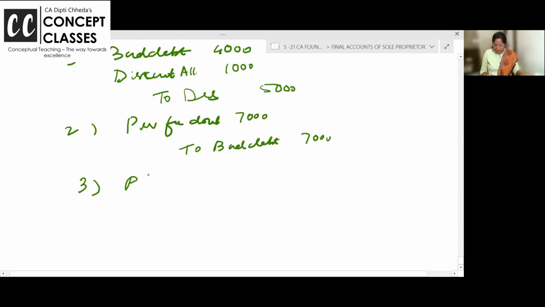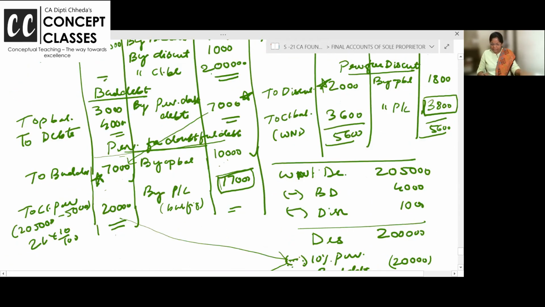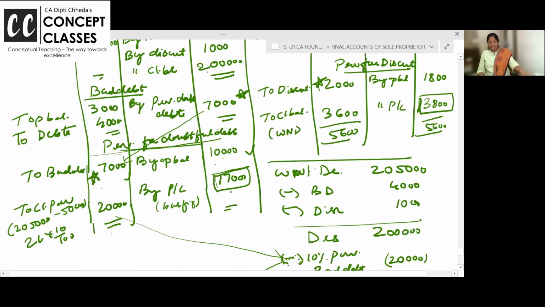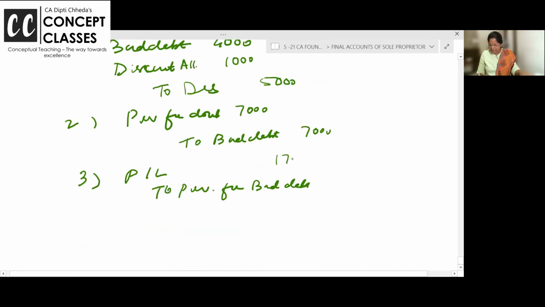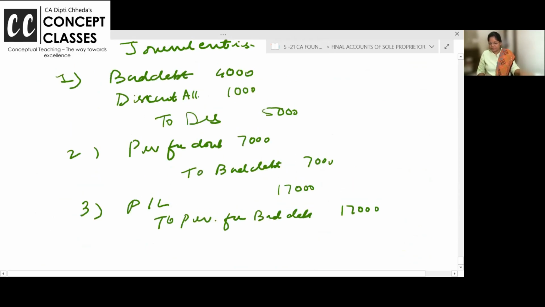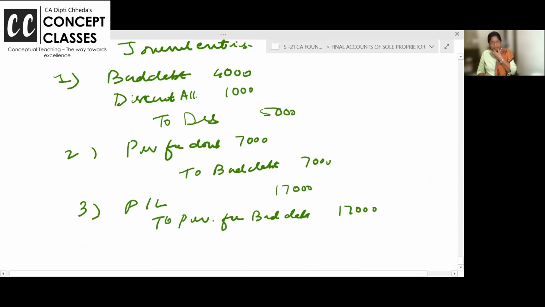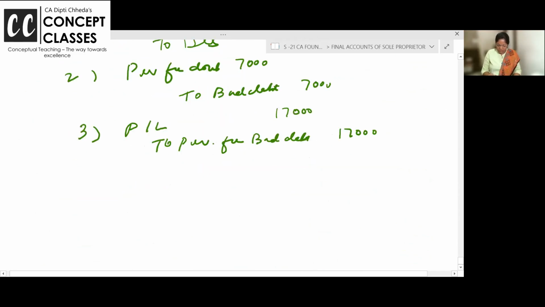Now, P&L account debit to provision for bad debts. How much you have debited to P&L account provision? 17,000. So that you will write 17,000. Nice. Chalo, fourth now. Discount.